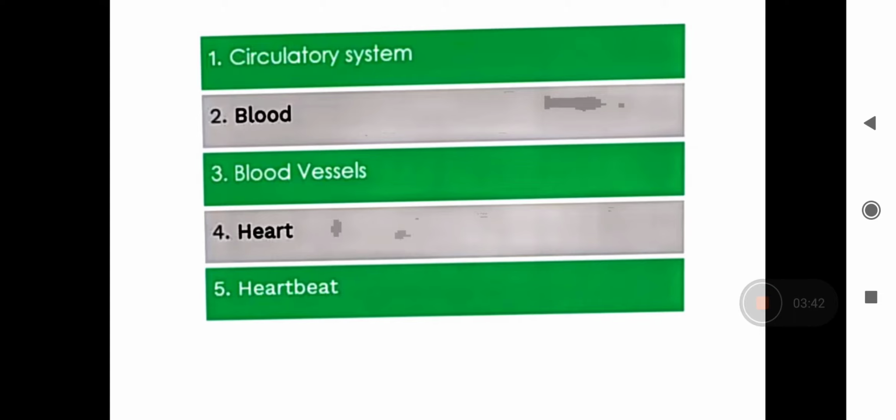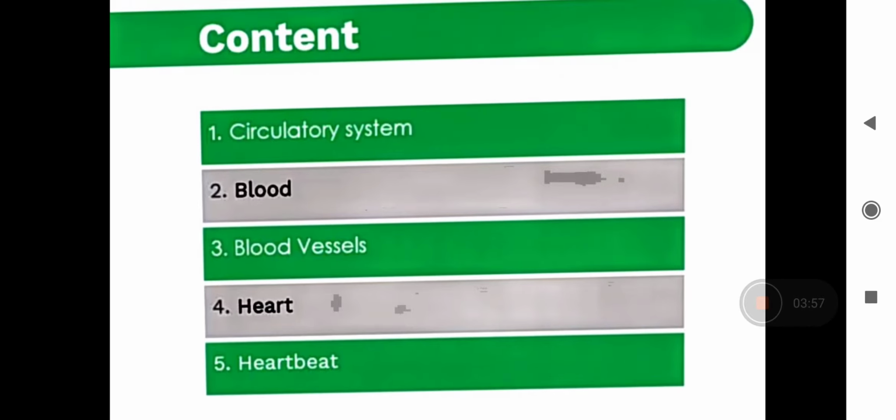Now you have noticed, who is carrying all these things? Who is the carrier? Who is carrying oxygen? Who is carrying glucose? Who is carrying the waste? Who is carrying the carbon dioxide? That is blood, right? This is our topic for today, and today we will learn the circulatory system. We will study about blood vessels, heart, and heartbeat. So let's begin the topic.